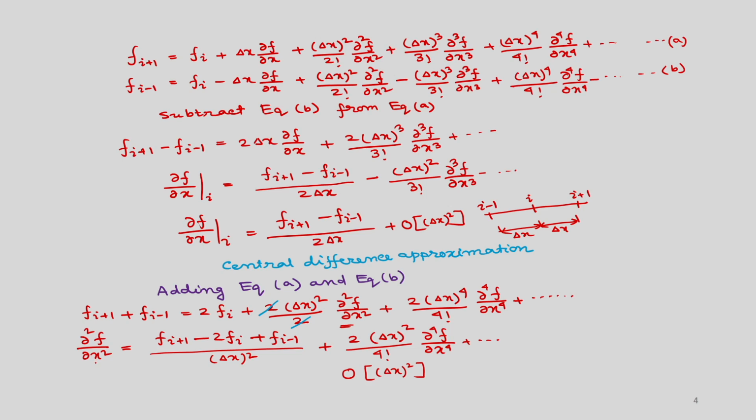So, del 2 f by delta x square you are representing using 3 discrete point values, one is f I, f I plus 1 and f I minus 1, and this approximation also is known as central difference. So, central difference approximation of this second derivative. Okay. In another way also you can derive this second order approximation. So, let us see that in the next slide.